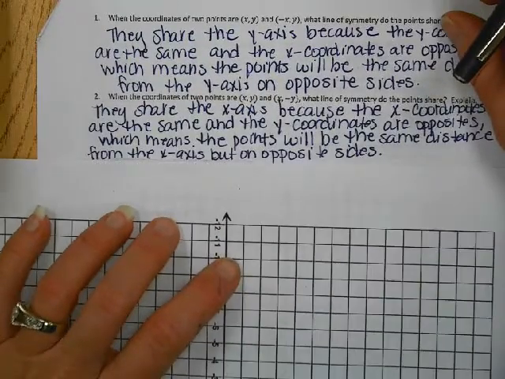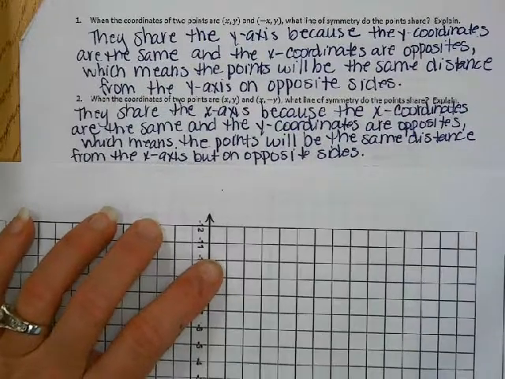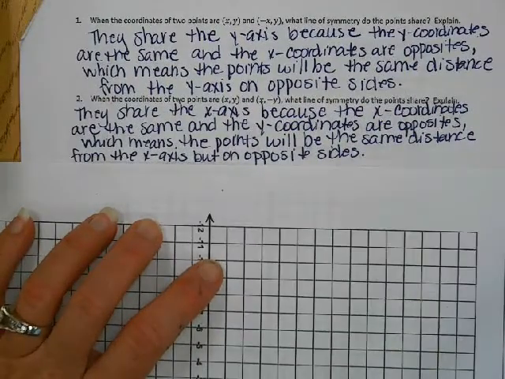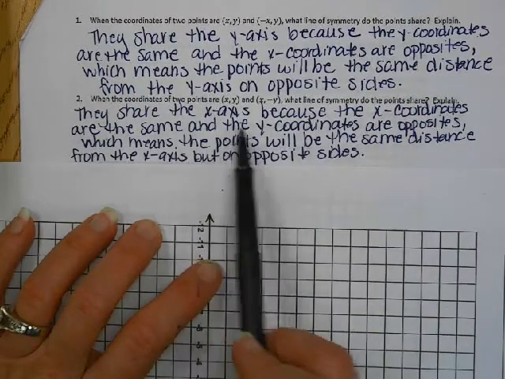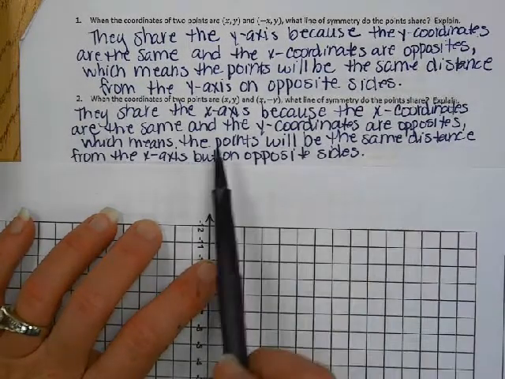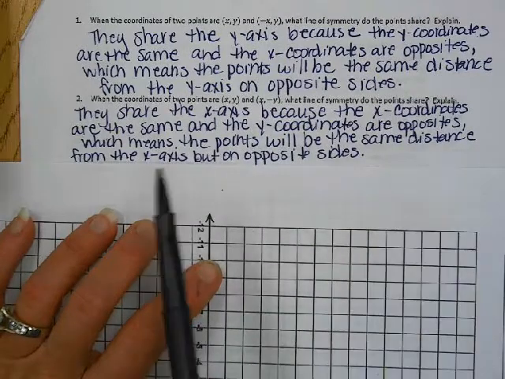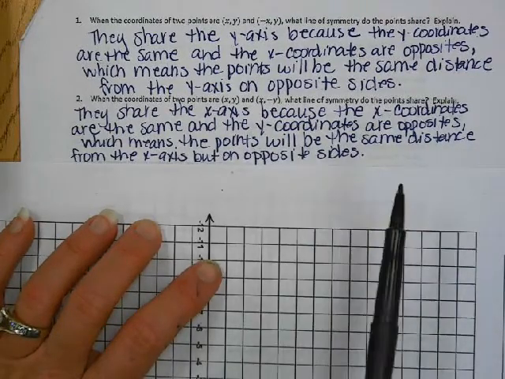When the coordinates of 2 points are x, y and x, negative y, what line of symmetry do the points share? They share the x-axis because the x-coordinates are the same and the y-coordinates are opposites, which means the points will be the same distance from the x-axis but on opposite sides.